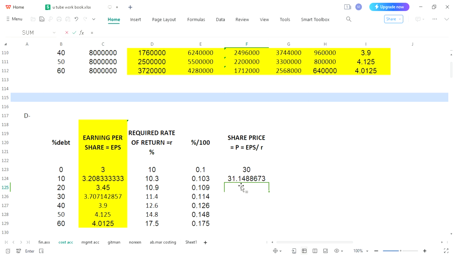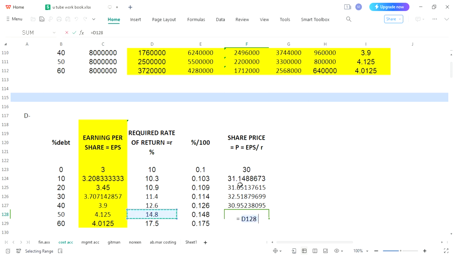Follow these solutions. EPS is 3.45 and you need to divide it by your percentage 10.9%. So we have got our next share price. To calculate it once more, see, this is your EPS. You need to divide it by the required rate of return. We have got 32.5, and for the next we have EPS 3.9. You need to divide it by the percentage 12.6. So we have 30.95 as our share price.